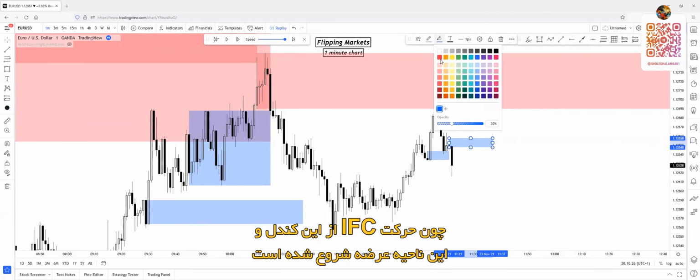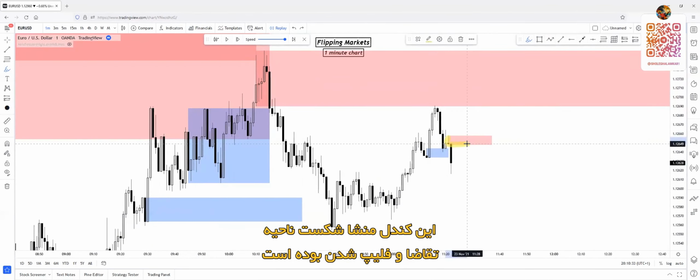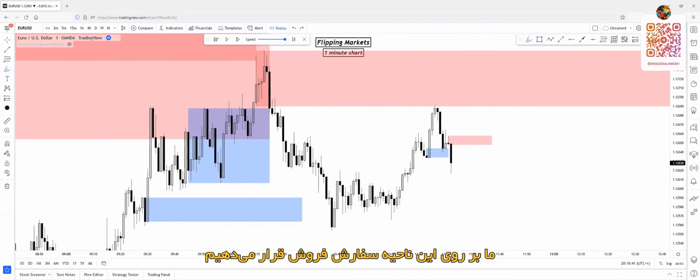price created inefficient push from this candle, from this supply zone, and this candle was the one that caused the break of this demand zone and the flip. So this will be a 1-minute flip zone. We are aiming for this one. We are setting a sell limit on this block.